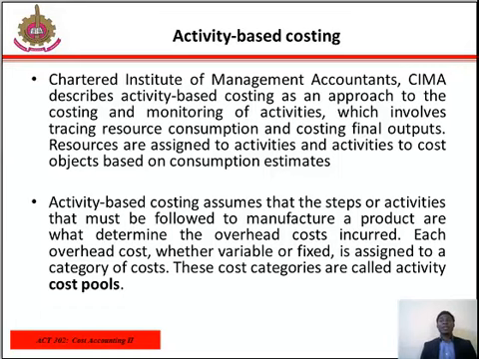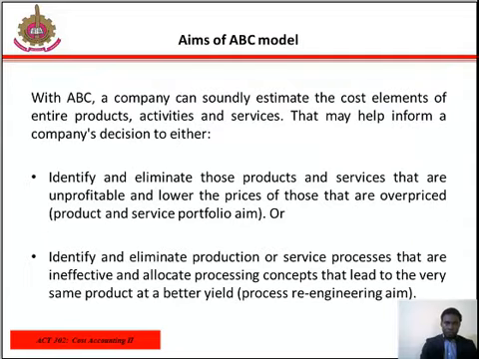The number of times materials are ordered, the number of production lines in the factory, and the number of shipments made to customers are all examples of activities that impact the cost a company incurs. When using ABC, the total cost of each activity pool is divided by the total number of units of activity to determine the cost per unit.